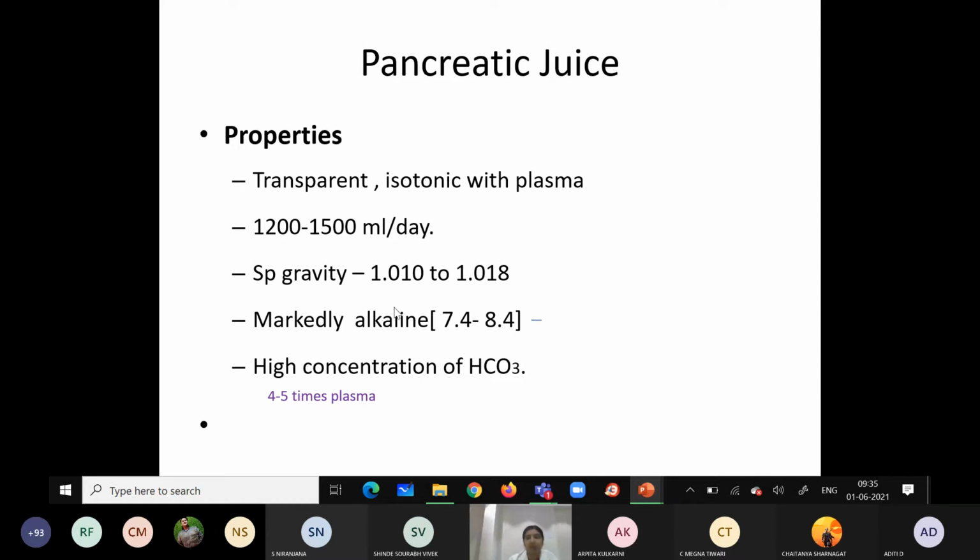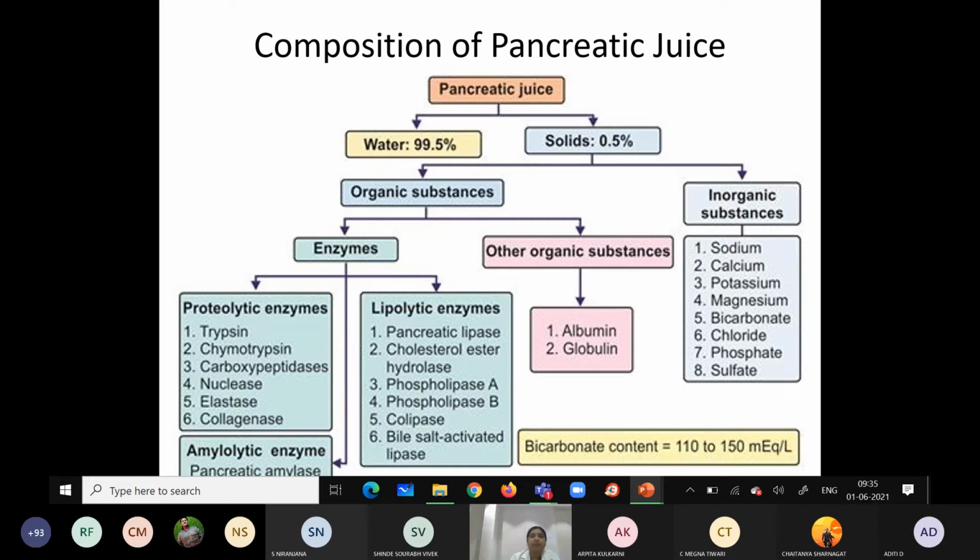Okay, so whenever you are asked what is the special feature of pancreatic juice, the first answer should be the pH, right? Imagine if this doesn't happen, then the whole of the duodenum will have duodenal ulcers, right? So one of the important properties of pancreatic juice is its alkaline pH ranging from 7.4 to 8.4, and this is because of the highest concentration of bicarbonate. Okay, now this is the detailed composition I have just put.